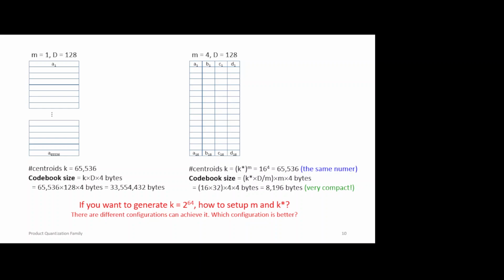And then you can use the idea to generate more. So if you want to generate 2 to the 64 centroids, how to set up? You just need to set up your N, your number of segments, and for each segment, how many centroids you will use. You just need to determine these two. Then you can calculate. You can enumerate how many centroids to use in your application.